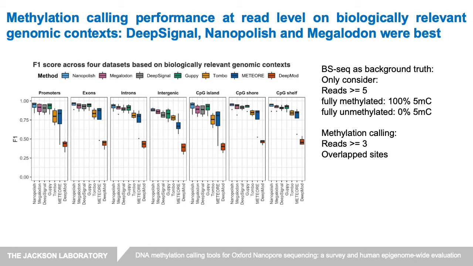We also checked the per-read performance on multiple biologically relevant genomic regions. We found, again, Nanopolish, Megalodon, and DeepSignal achieved higher F1 score in genomic regions, but they are not that accurate in intergenic regions.